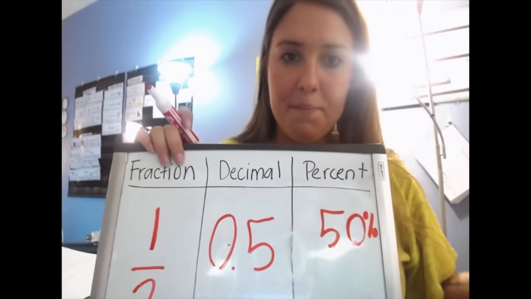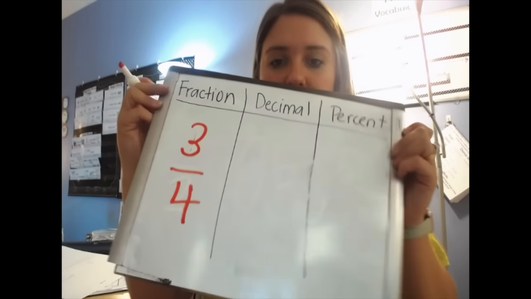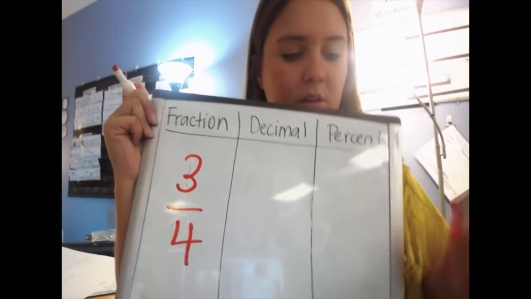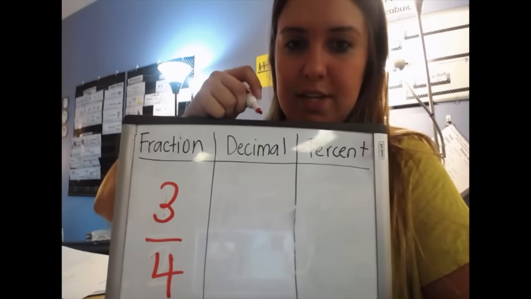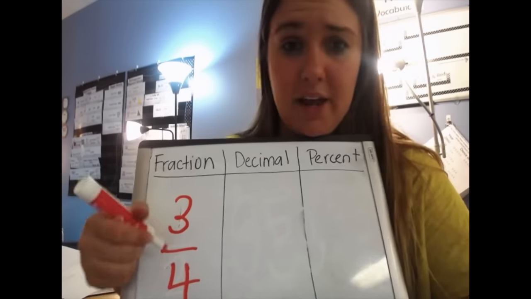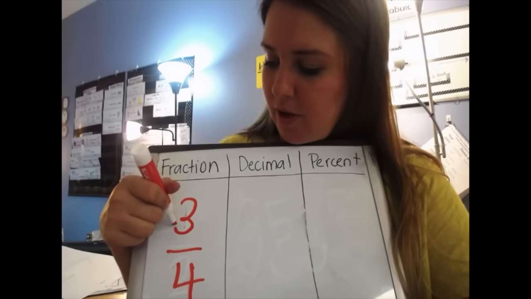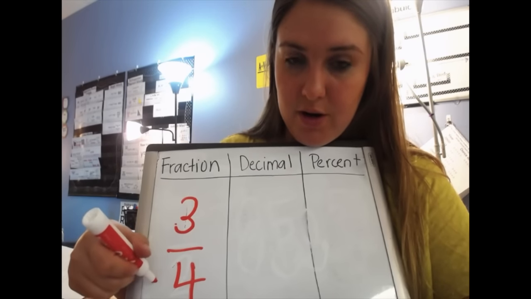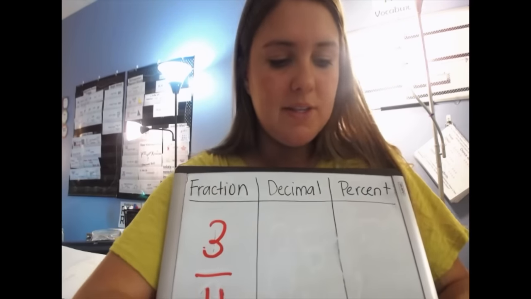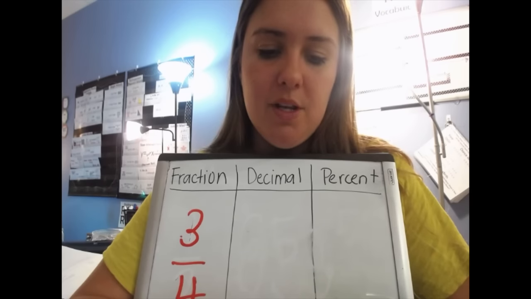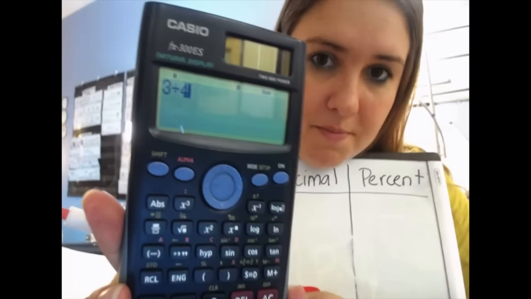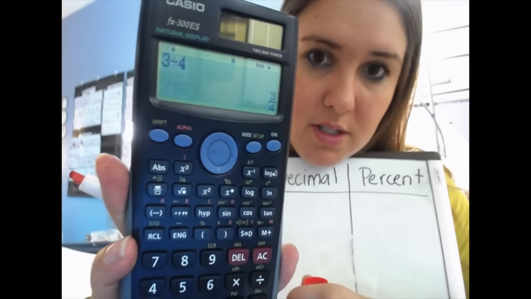Yep, that's it. So I'm going to do one more example, and this time I want you to get a calculator and try to do it with me. We're going to do 3/4, and we're going to try to come up with the decimal and percent. So to change it from a fraction to a decimal, we remember that fractions are like division. So in your calculator, you'll put 3 divided by 4. So go ahead and do that now. I'll do it too. 3 divided by 4, and I'm ready to hit the equal sign.